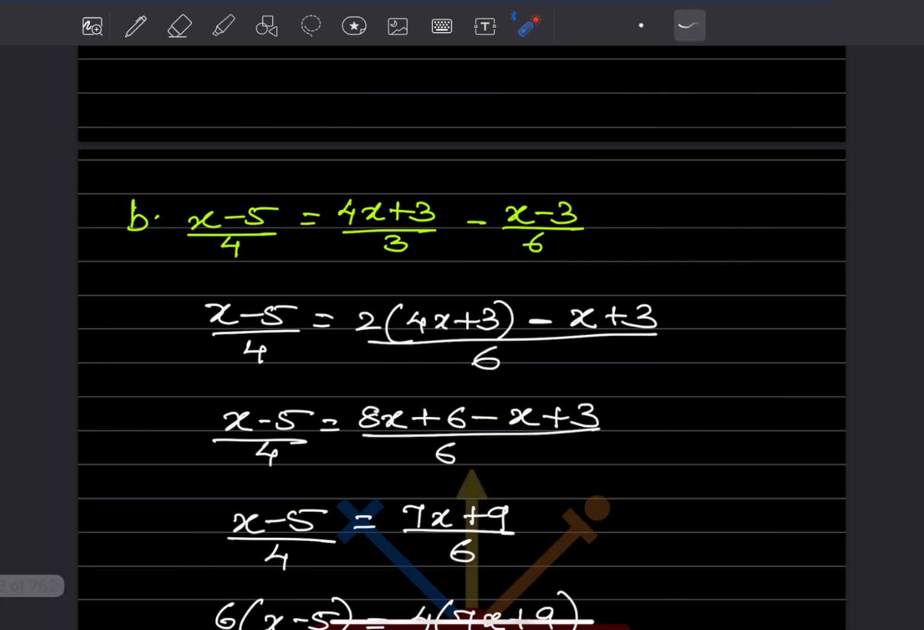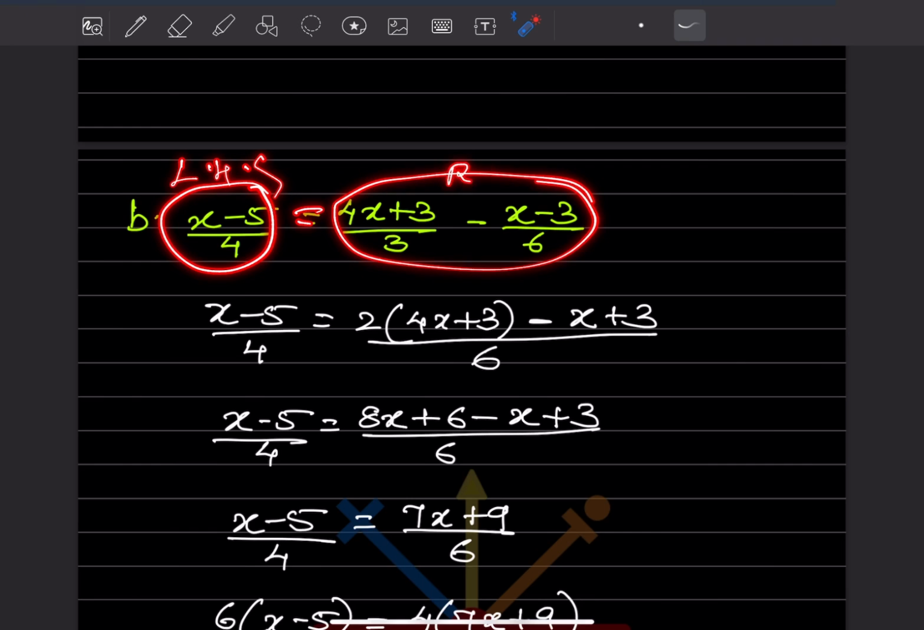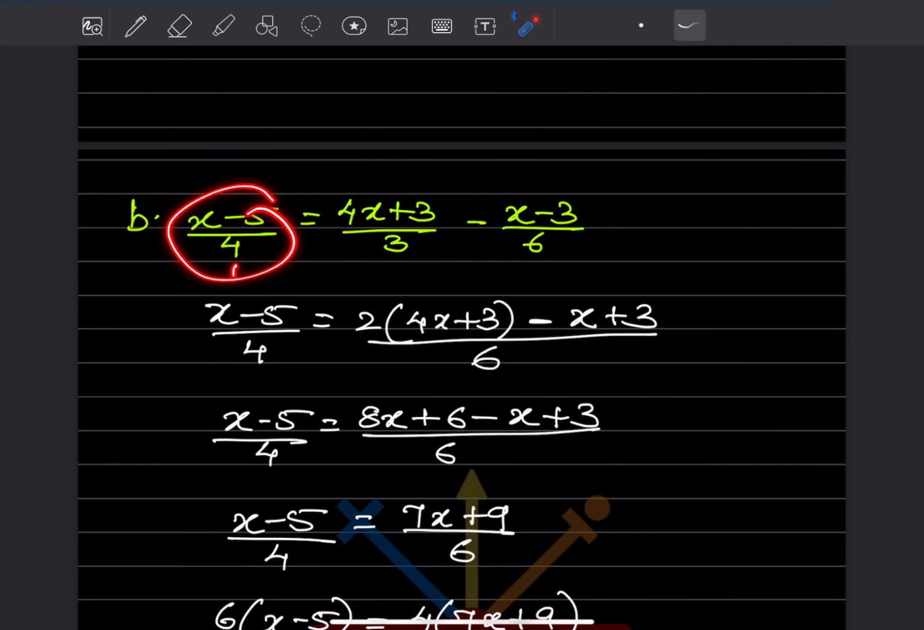Now we'll see the next one. This will be the left hand side and this is going to be the right hand side. The right hand side stays the same. Now we can see the denominators are different. So 3 and 6, the LCM is going to be 6. So this should be multiplied by 2, and this also by 2. That is step 6.